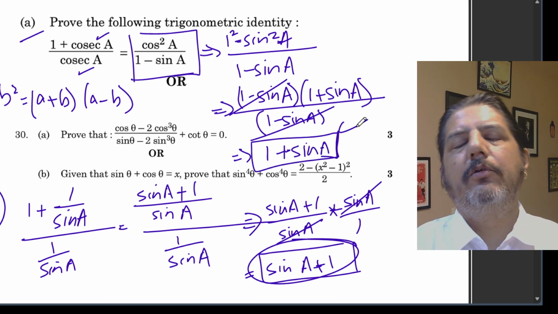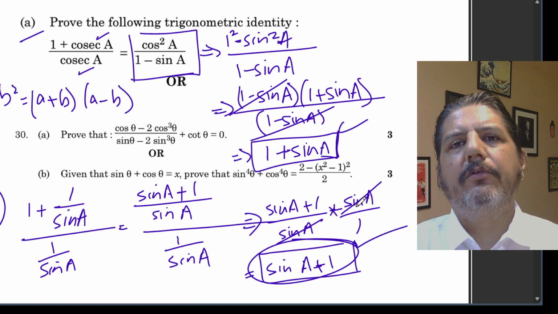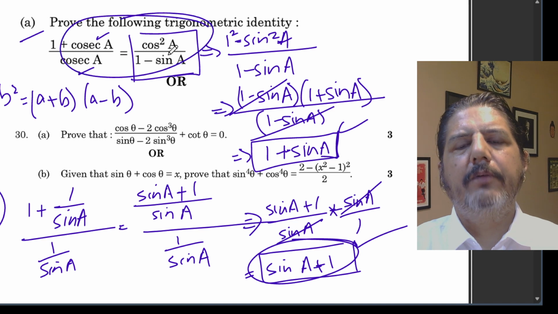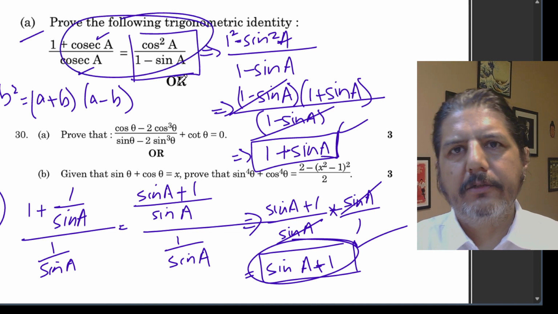So right hand side is equal to 1 plus sin A and left hand side is equal to 1 plus sin A. So that is how I prove this identity. Let's move to the next question.